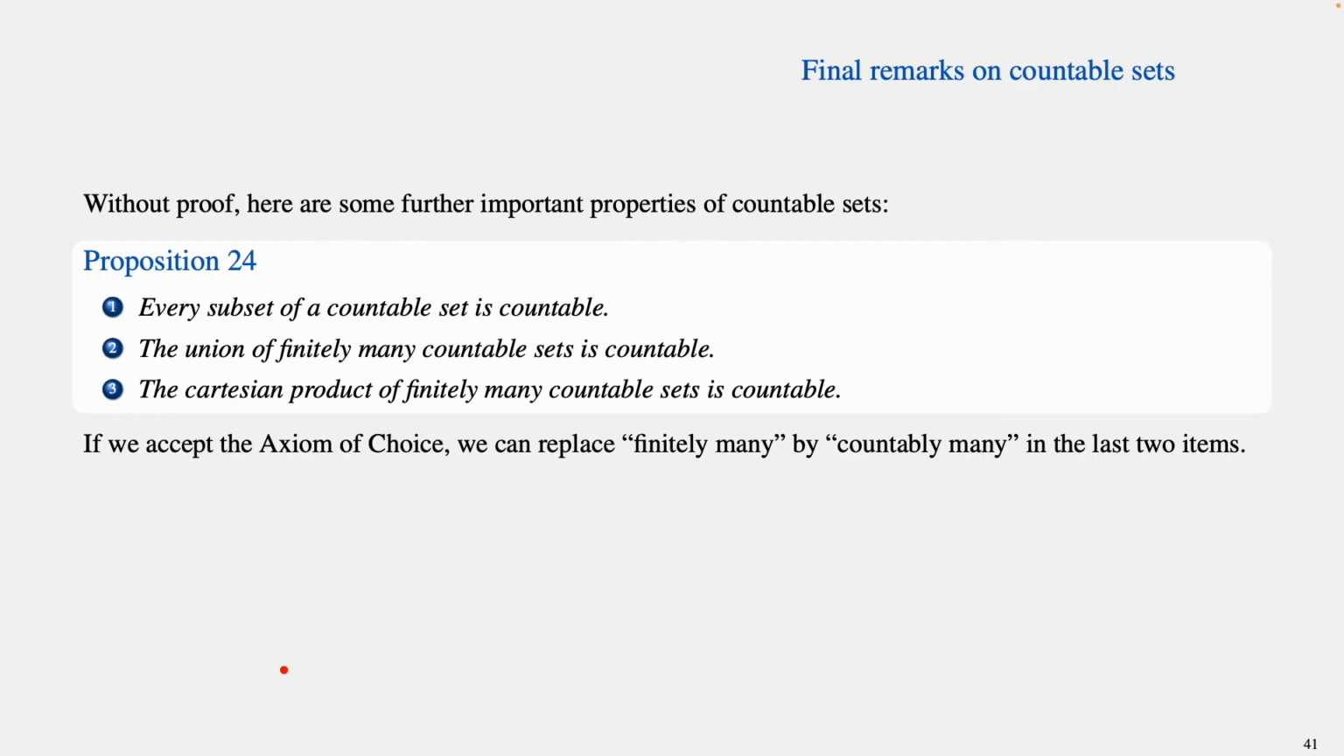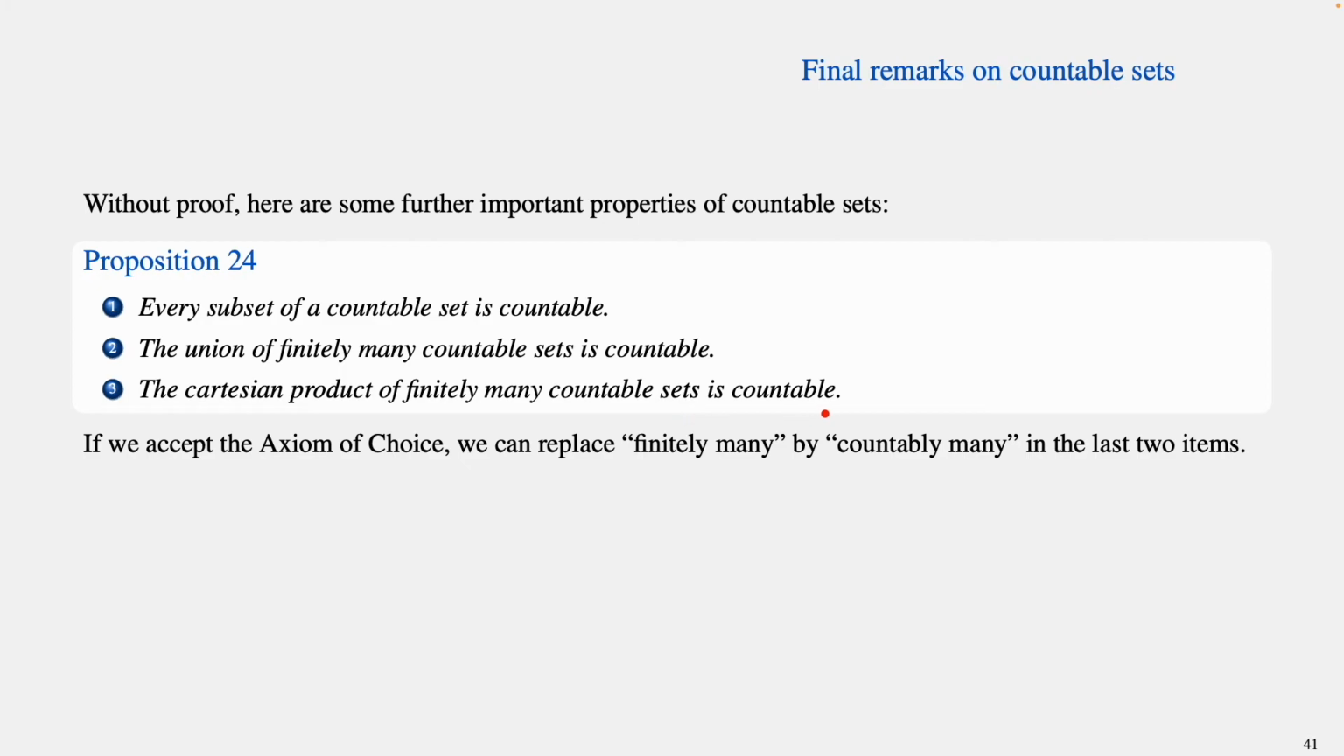And now I want to give you some final remarks on countable sets, without proof though, because the proofs are a bit technical and involved, so I will just state them here. First, every subset of a countable set is countable. The union of finitely many countable sets is countable, and the Cartesian product of finitely many countable sets is also countable.